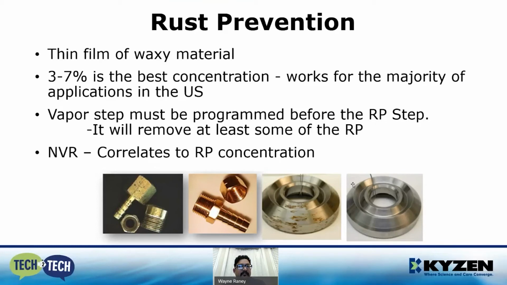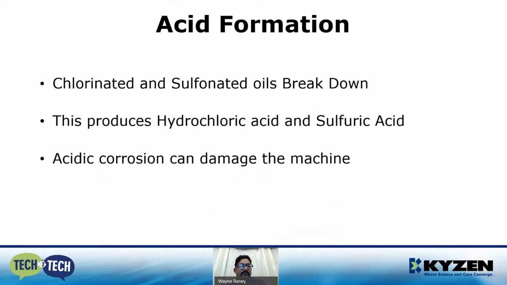To maintain proper concentration and control corrosion protection, you'll have to measure the NVR, or non-volatiles, in your RP or CP tanks. There are instruments which can measure the NVR in your CP tank, and this NVR correlates to the concentration of RP. The last item we'll touch on is acid formation.